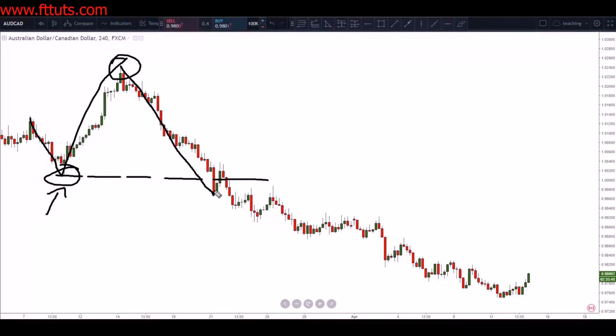We need that 1, 2, 3 move. What do we get? 2, 3 break and close. So we have 1, 2 the pullback, 3 the break and close below. Now we are in a downtrend.